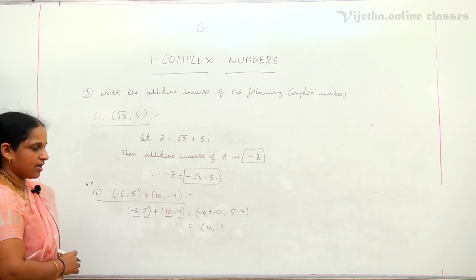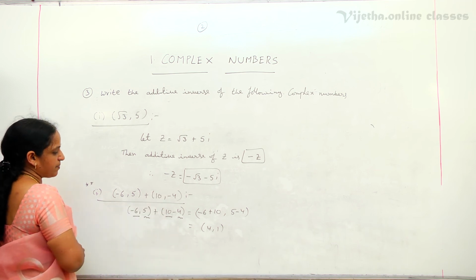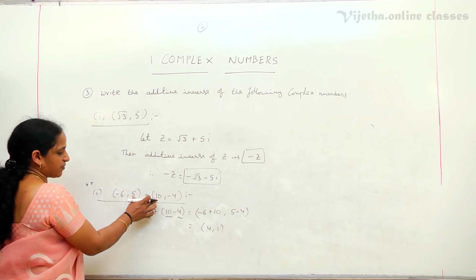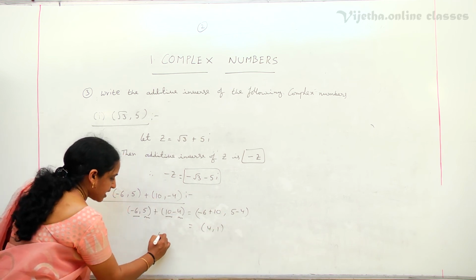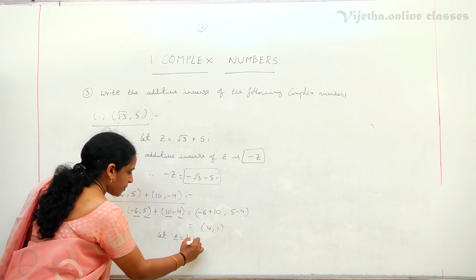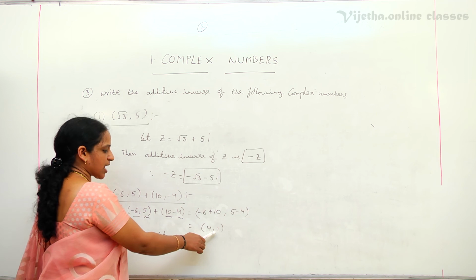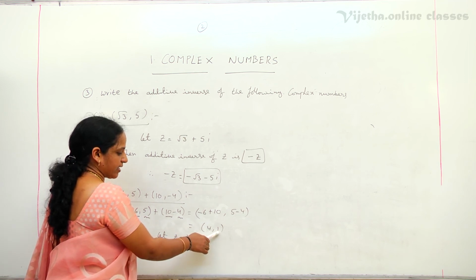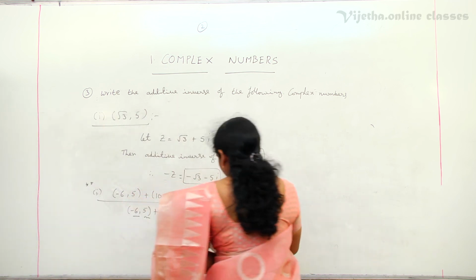Here in the second bit, we are asked to find the additive inverse of the complex number, but it is given in the form of addition. So first find the sum of these two complex numbers. We get 4 comma 1. That means let Z equal to 4 plus i. The ordered pair 4 comma 1 means 4 plus 1 into i, that is 4 plus i. Now find the additive inverse of 4 plus i.